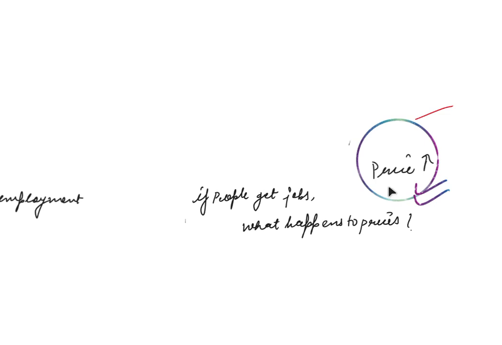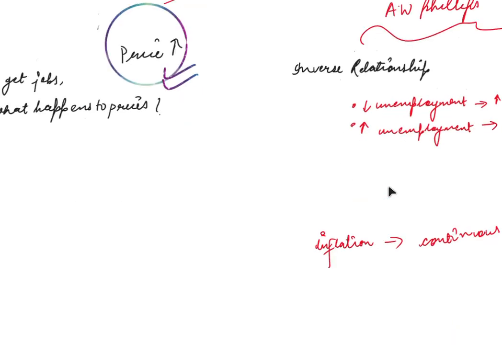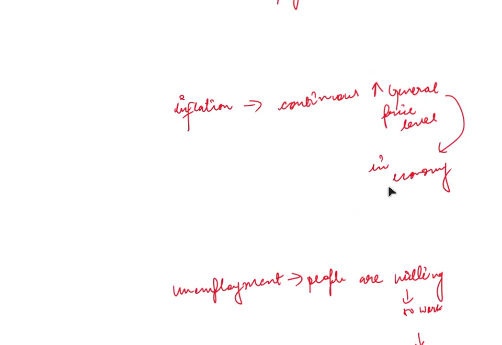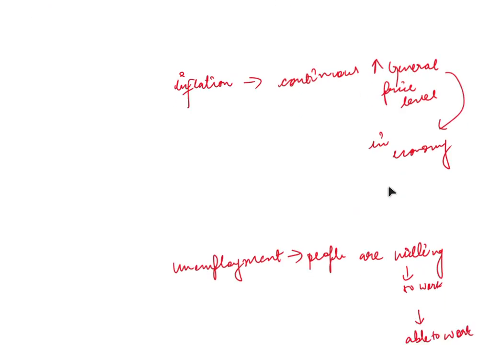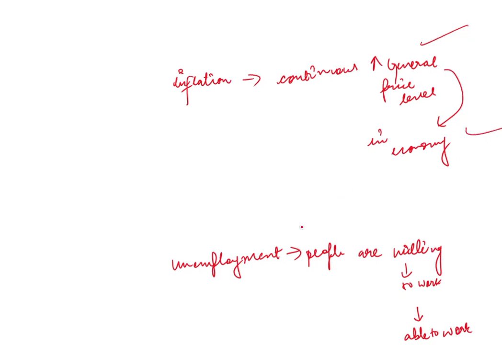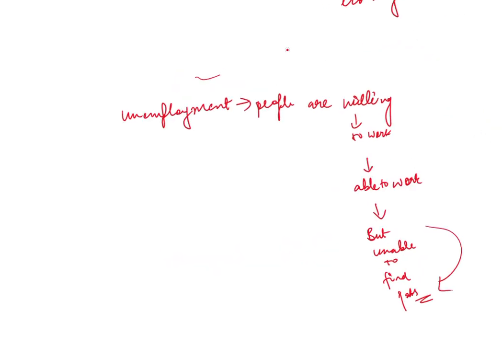Before understanding the Phillips curve, let's quickly understand two very important terms, that is inflation and unemployment. Inflation basically refers to a continuous increase in the general price level in an economy, whereas unemployment refers to a situation where people are willing to work, are able to work, but are unable to find jobs. That is known as unemployment. Now these two concepts are connected through the Phillips curve.